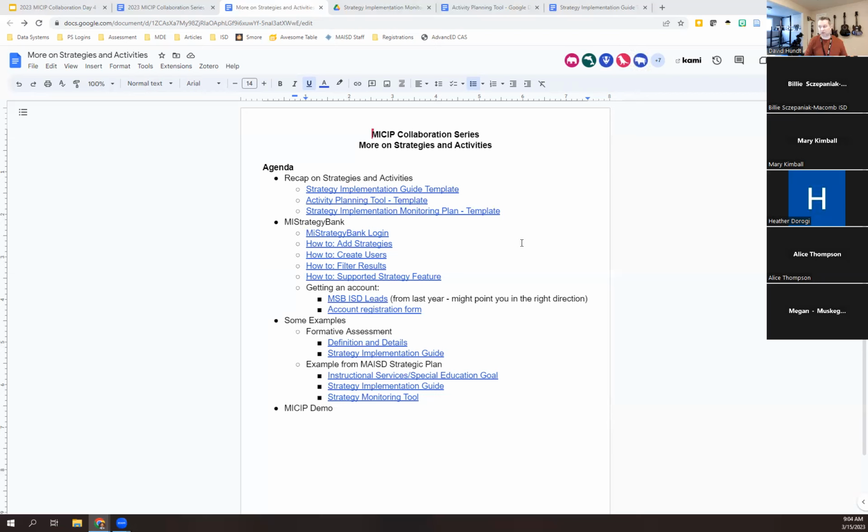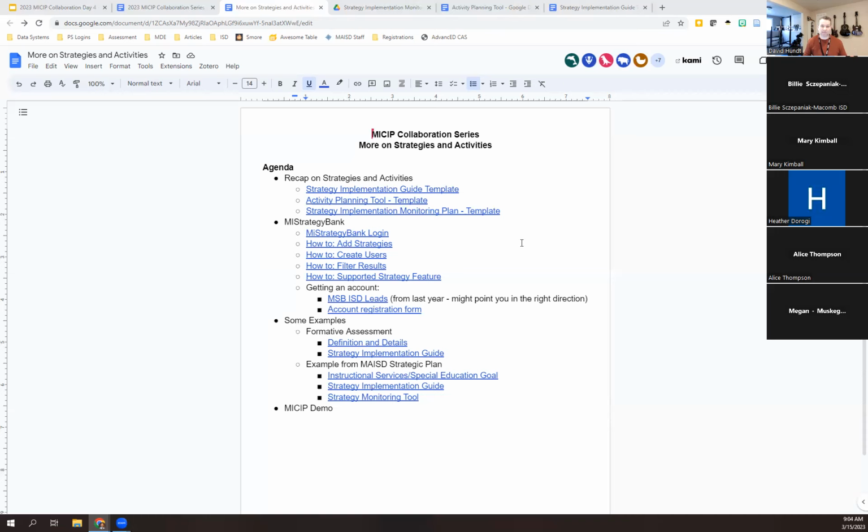But I did want to show you what the actual back end of the strategy bank looks like, and talk a little bit about how you can get your own strategies in. It seems that's a question that comes up a lot, is like, well, here's this thing that we do in our district, and I looked in the strategy bank and we couldn't find it. And Megan and I are actually going to be talking about that a little bit more when we talk about the college and career ready piece.